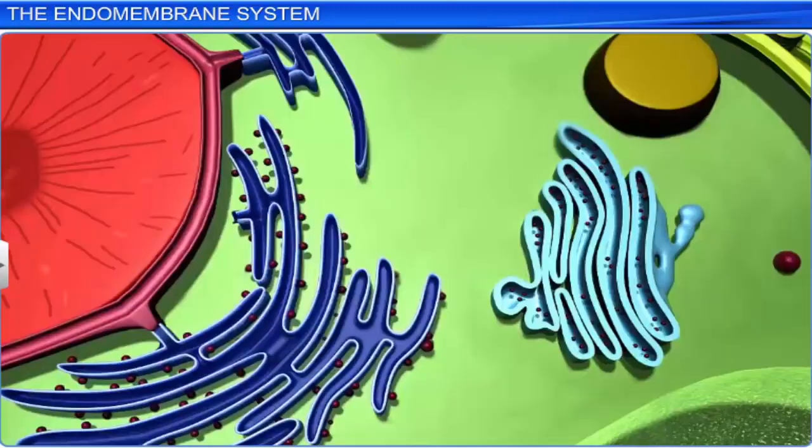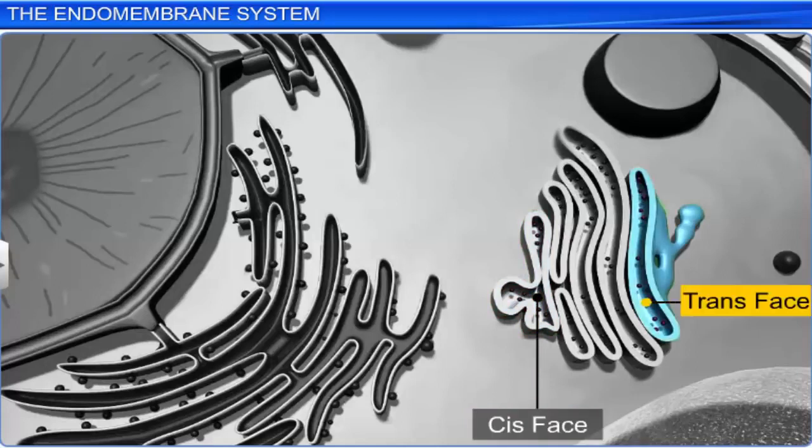The cisternae, concentrically arranged near the nucleus, have two distinct faces: the convex-shaped cis, or the forming face that faces the nuclear envelope, and the concave-shaped trans, or the maturing face that lies opposite the nuclear envelope.